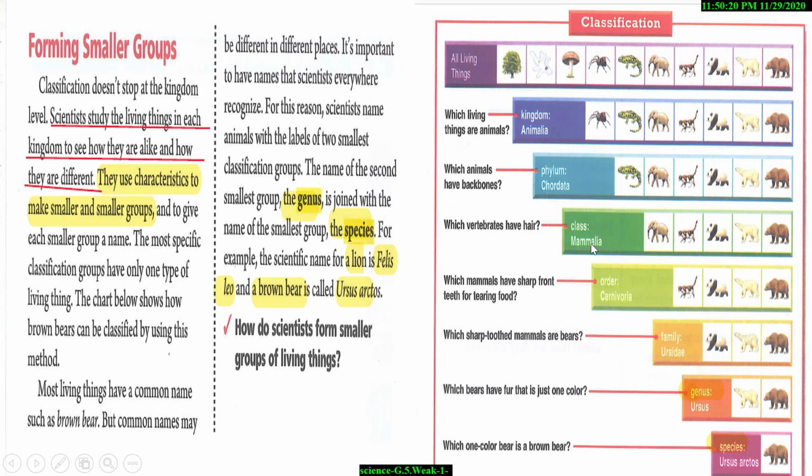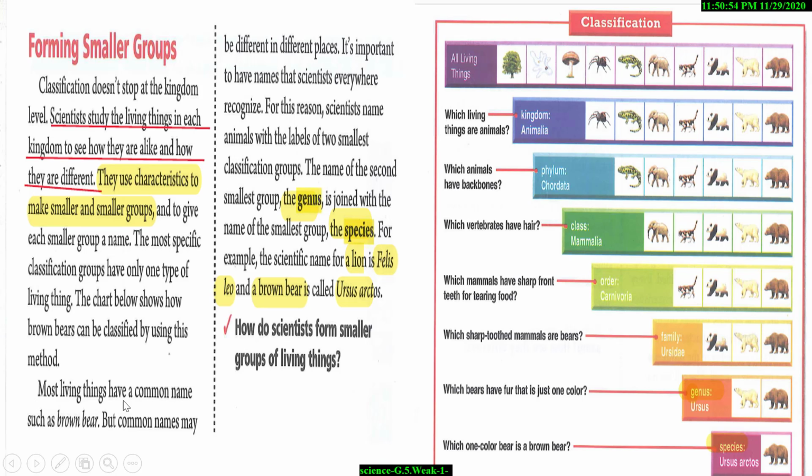Class is classified into order, which mammals have sharp front teeth for cutting food. Order is classified into family. Family: which sharp-toothed mammals are bears. Family is classified into genus, which bears have fur that is just one color, and genus is classified into species, which one-color bear is a brown bear.